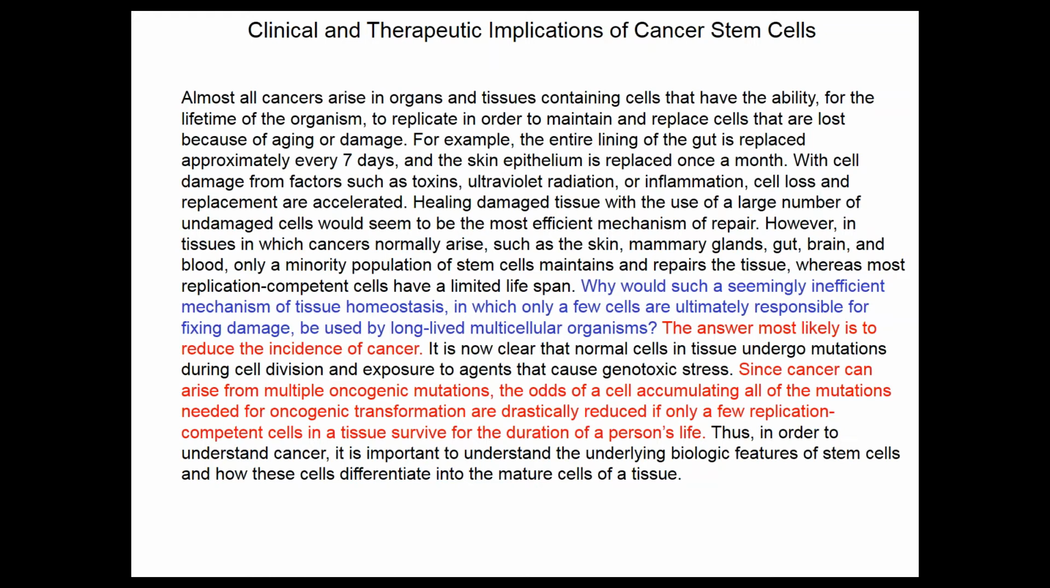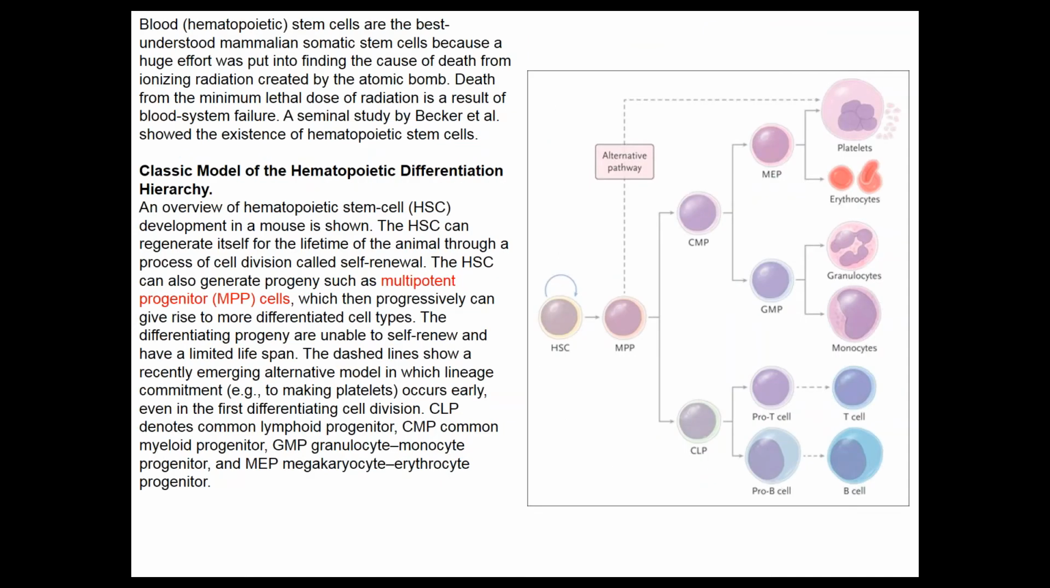And since cancer cells can arise from multiple oncogenic mutations, a tandem series of mutations, one occurring after the other, the odds of a cell accumulating all of the mutations needed for oncogenic transformation are drastically reduced if only a few replication-competent cells in a tissue survive for the duration of a person's life. And our stem cells, I guess, stay with us forever.